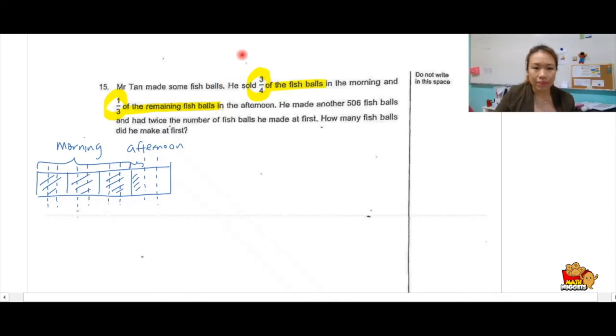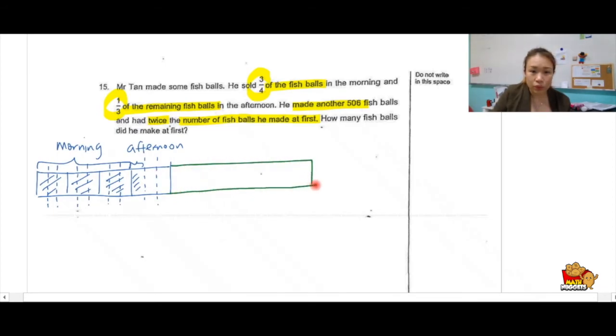Now, he made another 506 fish balls. Let me highlight. He made another 506 fish balls, and he ended up having twice the number of fish balls he made at first. Meaning, in the end, what he had would be like times 2 of what he had at first. So what he made at first was, remember, 4 units, right? Then each one we split into 3, right?